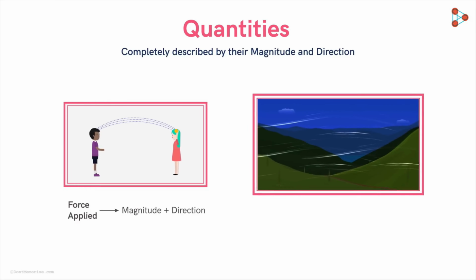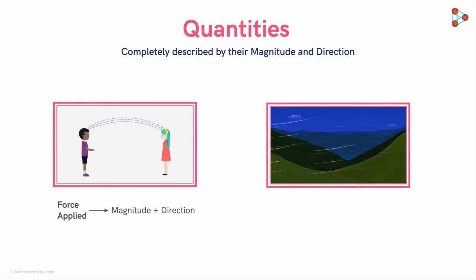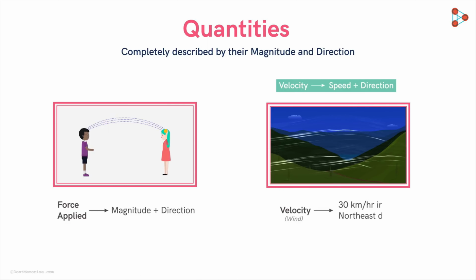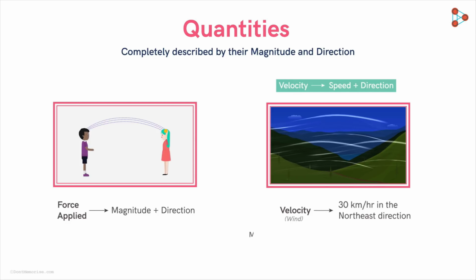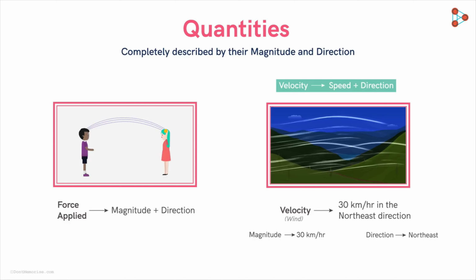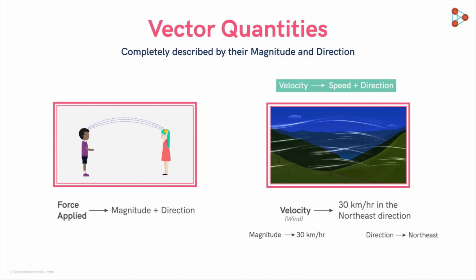Another example is wind. To describe the wind flowing at a place, we need to specify its speed and the direction in which it's flowing. The speed of an object along with the direction it's moving in is called its velocity. So here, we can say that the velocity of the wind at this place is 30 km per hour in the northeast direction. This means that the magnitude of the wind's velocity is 30 km per hour and its direction is northeast. Such quantities which are completely described by their magnitude and their direction are called vector quantities.